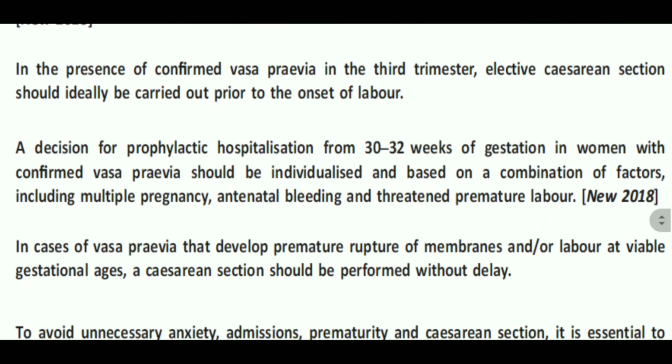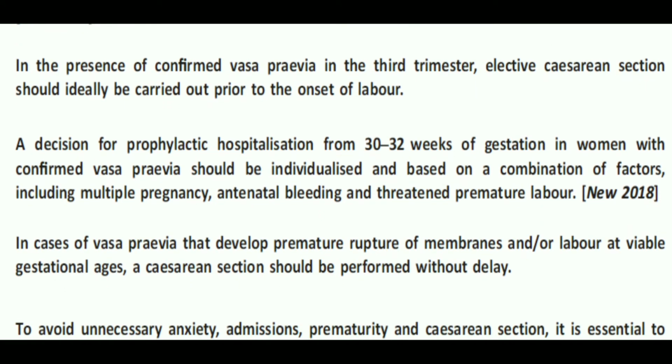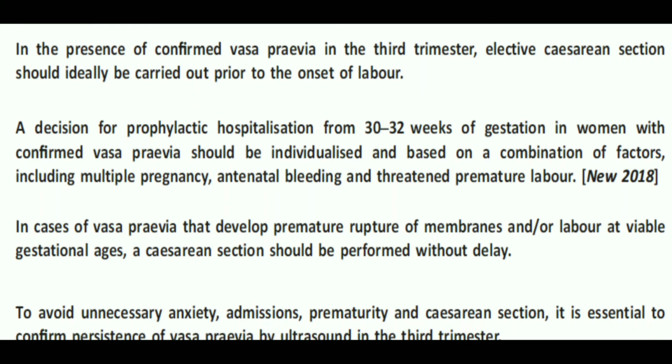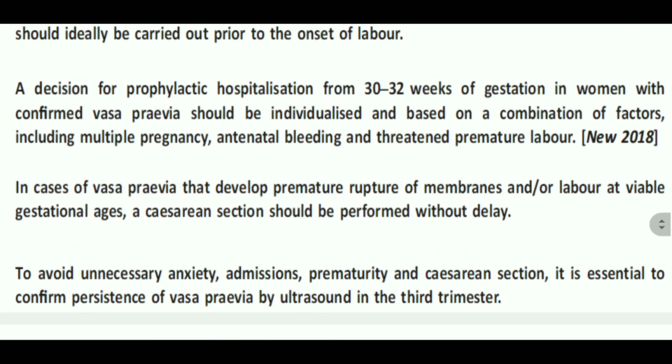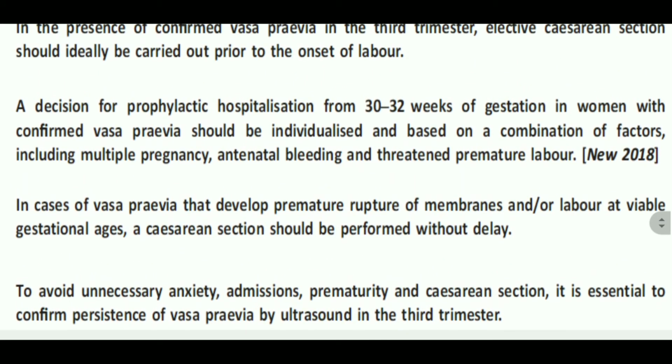Now, in the presence of confirmed Vasa Previa in the third trimester, elective cesarean section should ideally be carried out prior to the onset of labor. Now, a decision for prophylactic hospitalization from 30 to 32 weeks of gestation in the woman with confirmed Vasa Previa should be individualized and based on a combination of factors including multiple pregnancy, antenatal bleeding, and threatened premature labor.